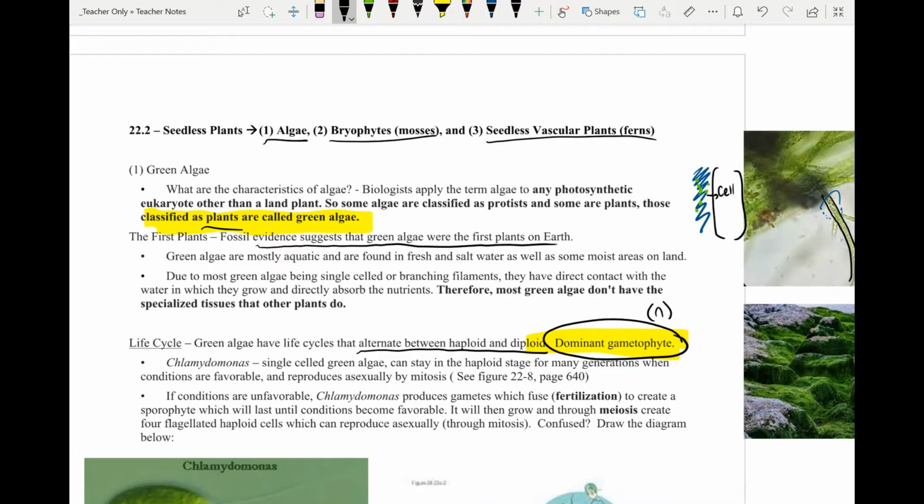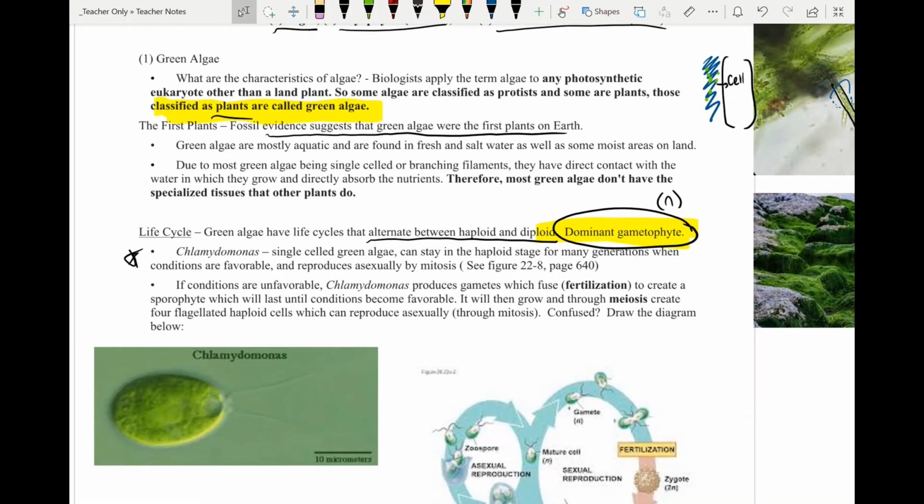So the first part I'll talk about is Chlamydomonas. Single-celled green algae. It can stay in a haploid stage for many generations if the conditions are favorable, and then it reproduces asexually by mitosis. So I'll talk about this in a bit. Here's actually what it looks like here.